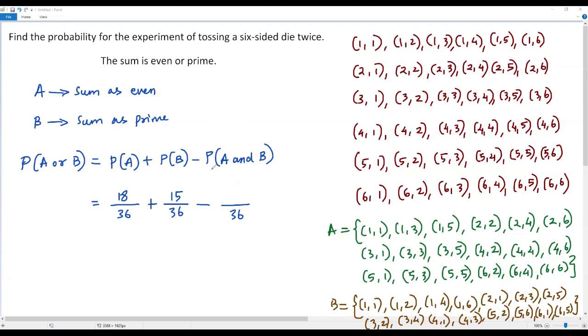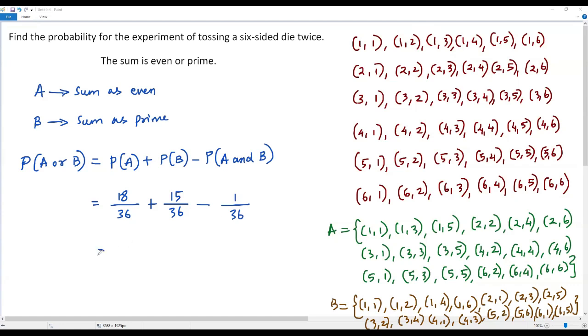According to the discussion we have done, A and B means the outcome must have the sum as an even number and also a prime number. So the even number which is prime is 2. 2 is the only even number which is prime. So we just have to pick the outcome in both the sets A and B where the sum is 2. So there is only one outcome, that is 1 comma 1. The sum of the two numbers 1 and 1 is 2, and 2 is also a prime number. This is the only outcome we find in common in these two sets A and B. So the number of favorable outcomes for A intersection B is just 1. Let me write it over here.